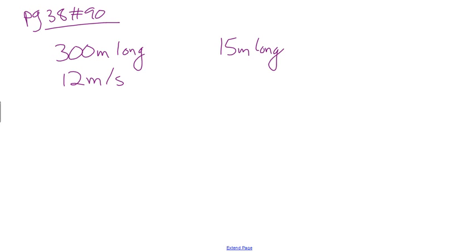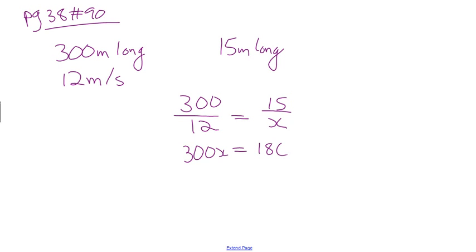So, any ideas? Yeah. I think the best way of solving it would be to make a ratio. So 300 over 12 equals 15 over x, and then just go from there. Sort of how radicals came into this, right? This is a question of radicals and why. Let's pause for a moment.